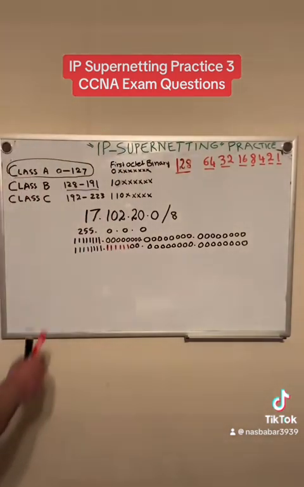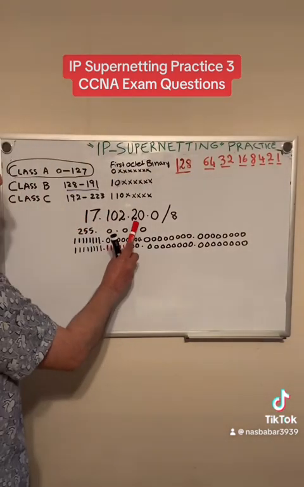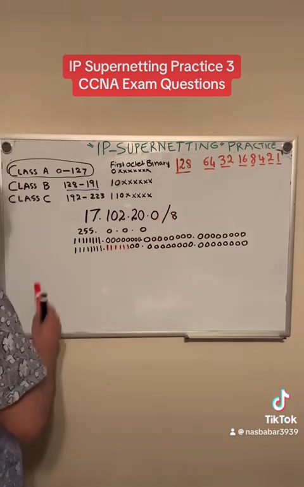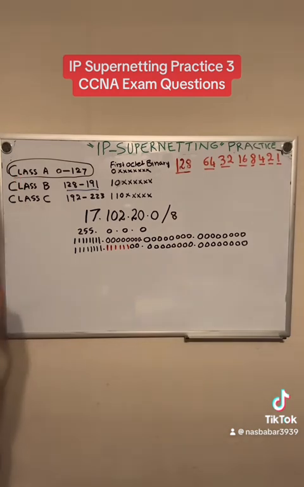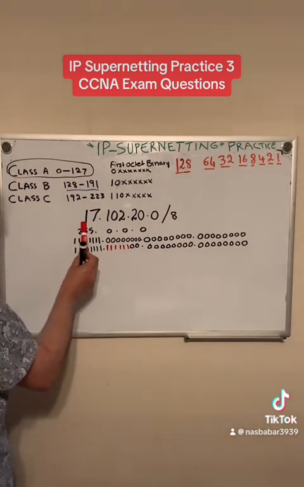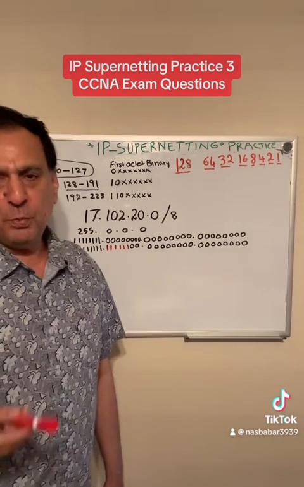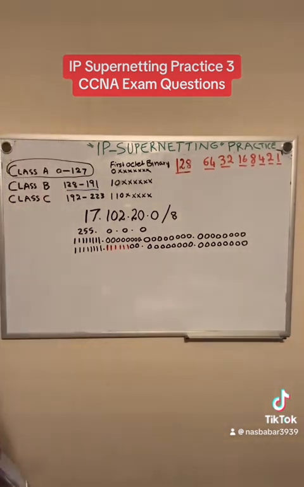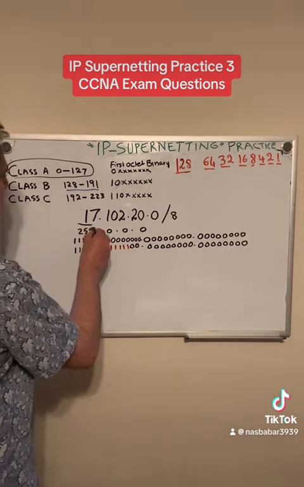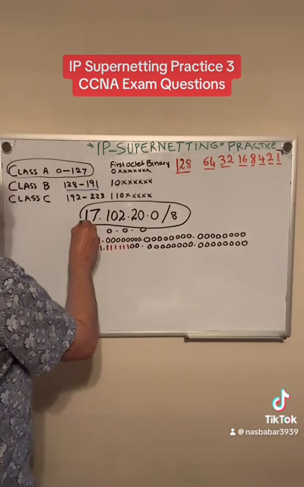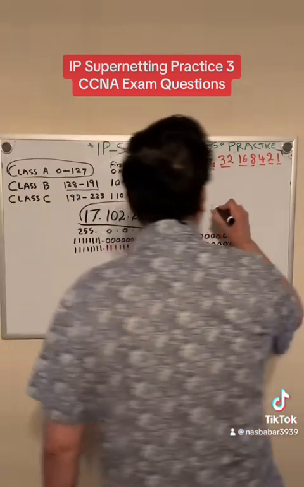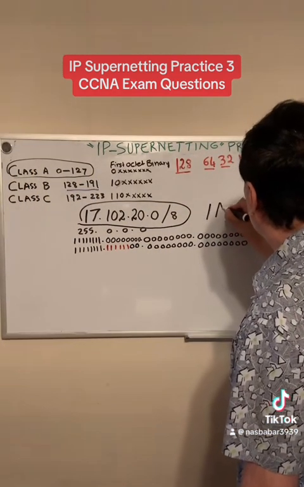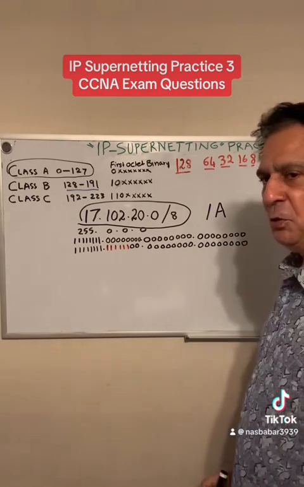So I have this 172.117.20.0/8, which is a classic Class A IP subnet, right? So now let me ask you this. We've been doing supernetting. How many supernets do you think this particular IP has without changing anything? It has one Class A supernet, okay? So just keep that in mind.